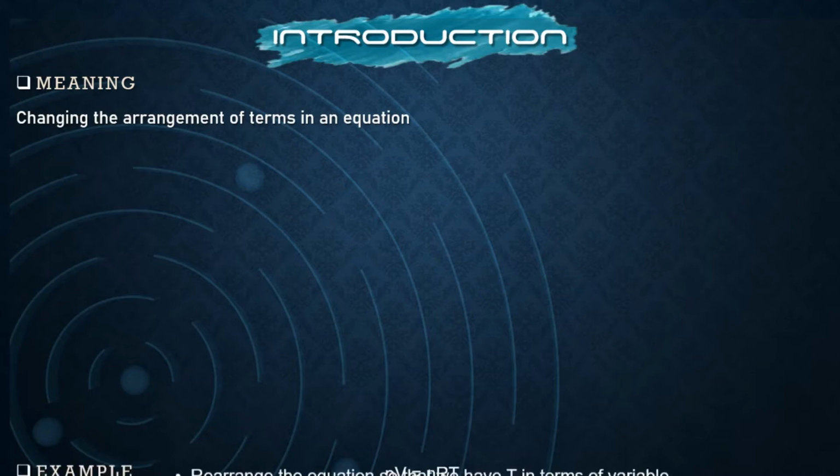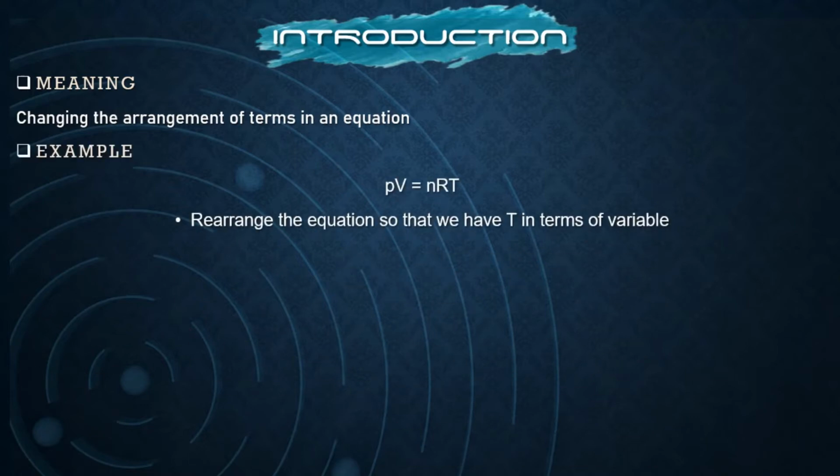Let's see the example. For example, PV equals nRT. I am very sure that most of us have seen and used this equation a lot. This equation is the ideal gas law equation. So question 1 is to rearrange the equation so that we have T in terms of the other variables. From the equation we know that we need to move T to the left hand side and move PV to the right hand side. So it will become T equals PV over nR.